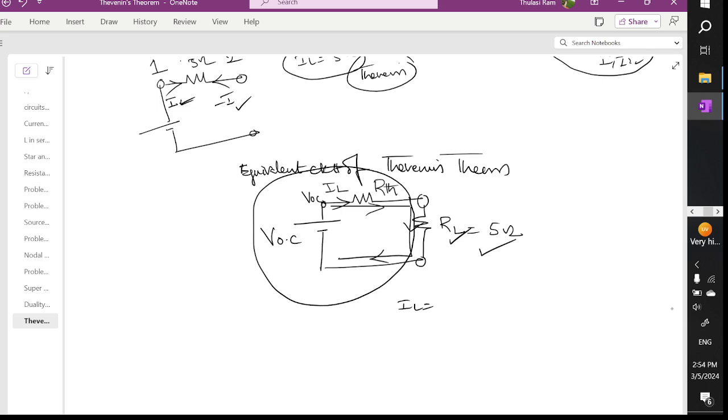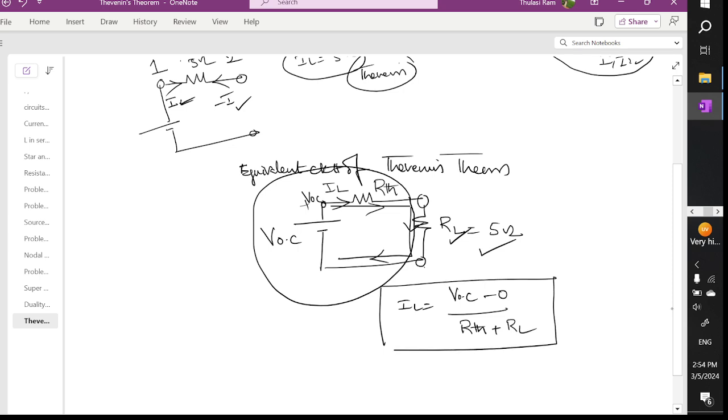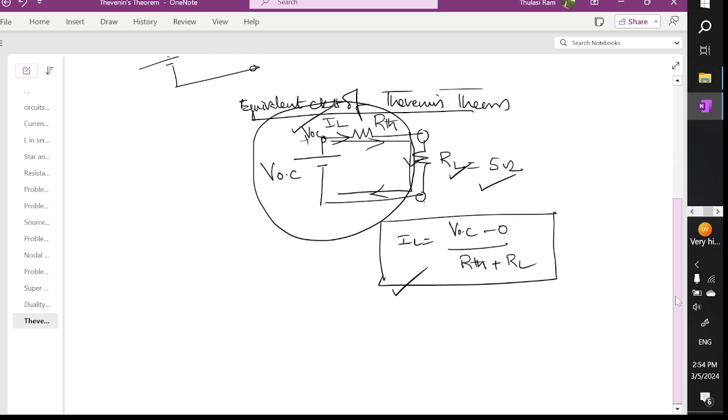So IL can be written as, taking the leaving polarity of the voltage, VOC minus 0 divided by the resistors connected in that branch, R Thevenin plus RL. So this is a standard formula to find the current after drawing the equivalent circuit. This is the equivalent circuit of Thevenin's theorem.